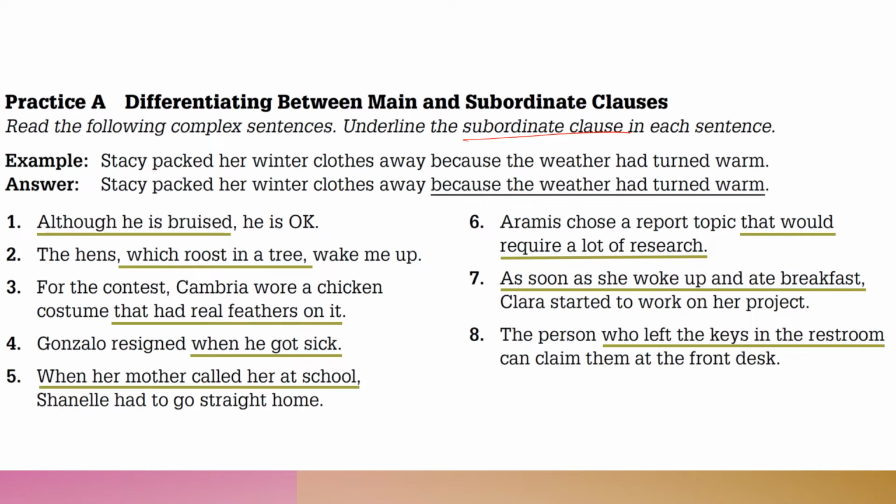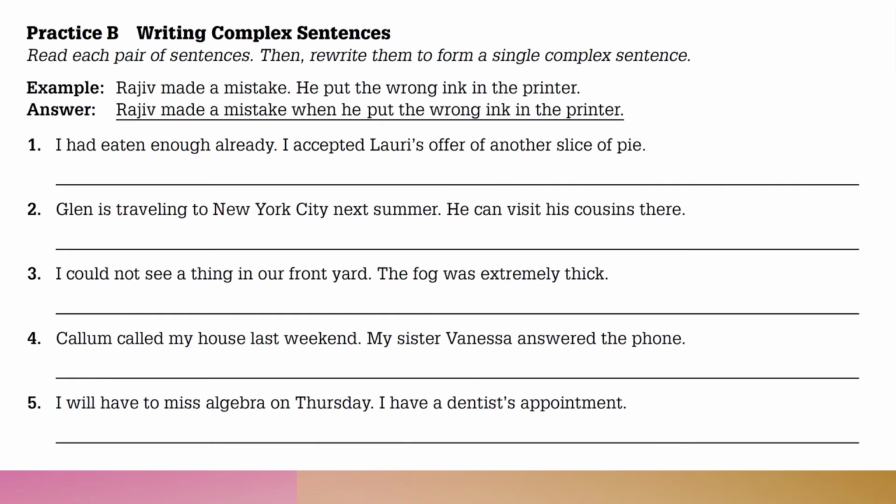Okay, I hope your answers were correct. Otherwise, make sure you correct your answers. We move to the second practice. So practice B, writing complex sentences, and this is the last objective of this lesson. We have to read each pair of sentences, then rewrite them to form a single complex sentence.